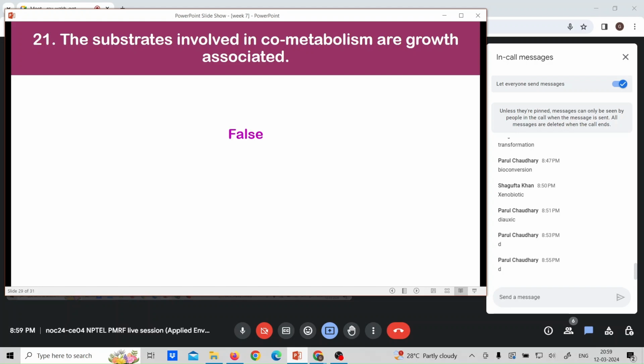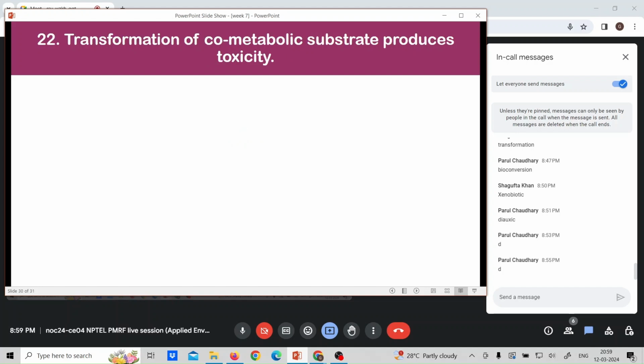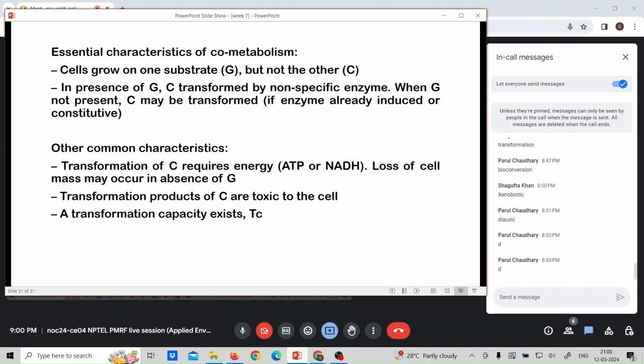It's false. The substrates involved in co-metabolism are growth associated as well as the co-metabolic substrate. One substrate is growth associated maybe, but the other is surely not growth associated. So this statement is false. If you remember what co-metabolism is. Transformation of co-metabolic substrate produces toxicity. I guess by now you will all know that it's true, because the co-metabolic substrate will not help your microorganism to grow, and the substance that eventually we get from the transformation is going to be a toxic product for the cell because it's a pollutant.